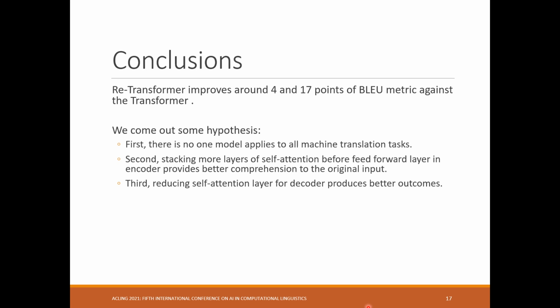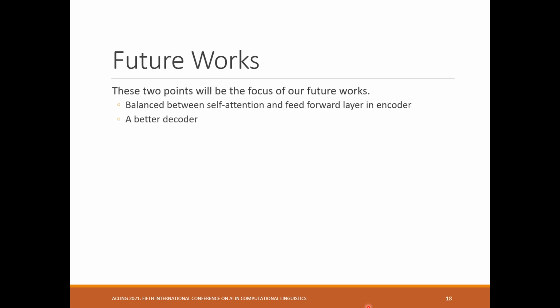Second, stacking more layers of self-attention before the feed-forward layer in the encoder provides better comprehension of the original input. Third, reducing self-attention layers for the decoder produces better outcomes. And these 2 points will be our future work. We hope to find the correct balance between self-attention and feed-forward layers in the encoder for different language families, and find the proper decoder to better deal with the original input and the current temporary output.